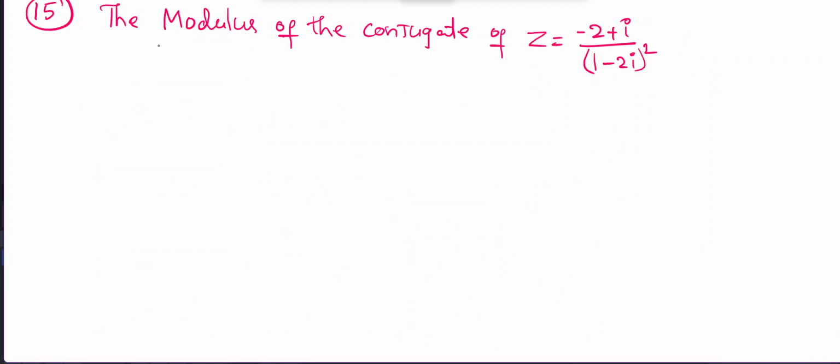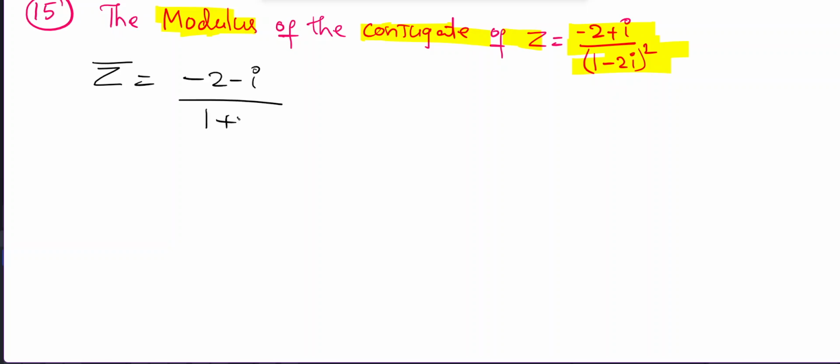This is the 15th question from complex numbers. Here is given the modulus of the conjugate of z, that is, minus 2 plus i by 1 minus 2i whole square is. First find the conjugate of this. So z bar, the conjugate of that value, is equal to minus 2 minus i by 1 minus 2i, this is 1 plus 2i whole square. Now find the modulus of this.